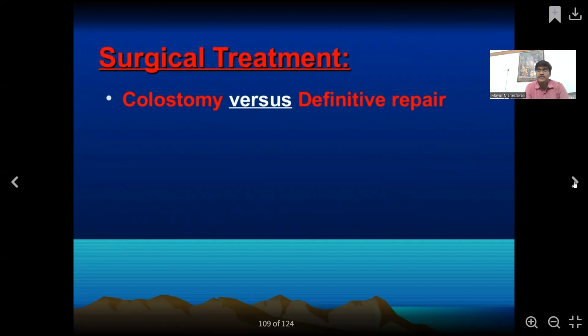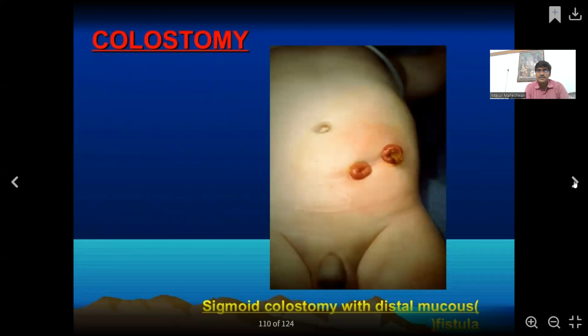Definitely, the treatment will be surgical: colostomy, with or without primary colostomy; you can also do a definitive repair primarily. So this is a picture of a divided loop colostomy. Your proximal loop is placed laterally and the mucous fistula is done medially.